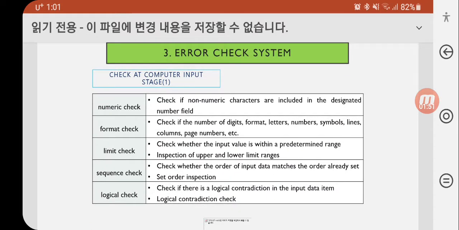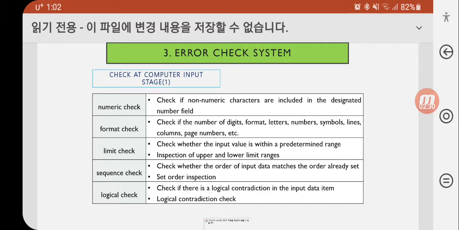Check at computer input stage. A numeric check: if non-numeric characters are included in the designated number field. A format check: the number of digits, format, letters, numbers, symbols, lines, columns, page numbers. Range check: whether the input value is within a predetermined range. This check is inspection of upper and lower limit ranges.